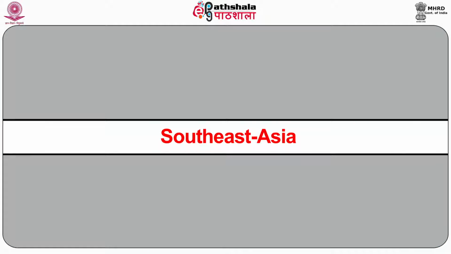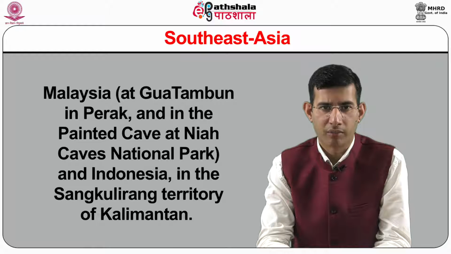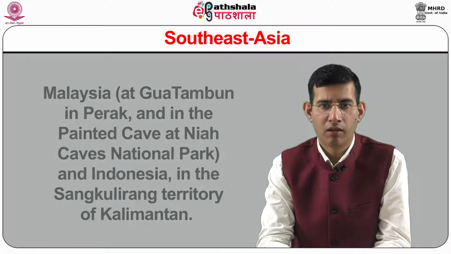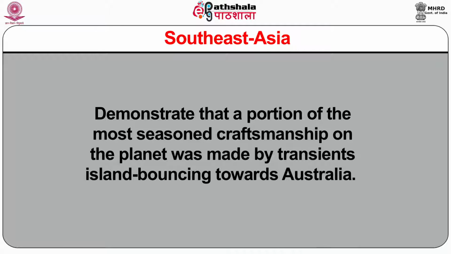In Southeast Asia, rock paintings have also been found in Thailand, in the Phetchabun range of central Thailand and in Nakhon Sawan; in Malaysia, in Perak and in the painted cave of Niah Caves; and in Indonesia, in the Sangkulirang area of Kalimantan. Recent finds in the Maros-Pangkep caves on the Indonesian island of Sulawesi indicate that some of the oldest artwork in the world was made by migrants island hopping towards Australia.